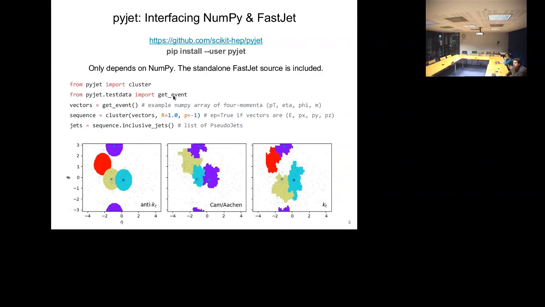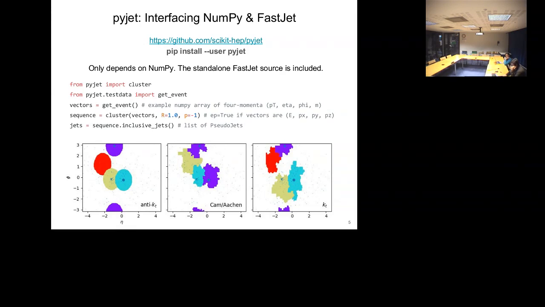So here's just some example code from pyjet. You just import the cluster function, and this function is the generic clustering. It can be anti-KT, KT, Cambridge-Aachen, and you feed it an input NumPy array. So in this case, it's just vectors, and I'm grabbing a sample event from pyjet to cluster.